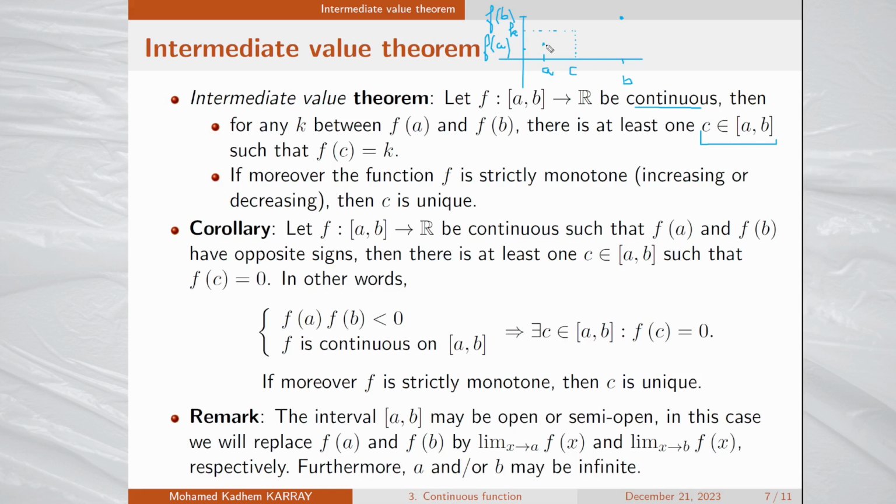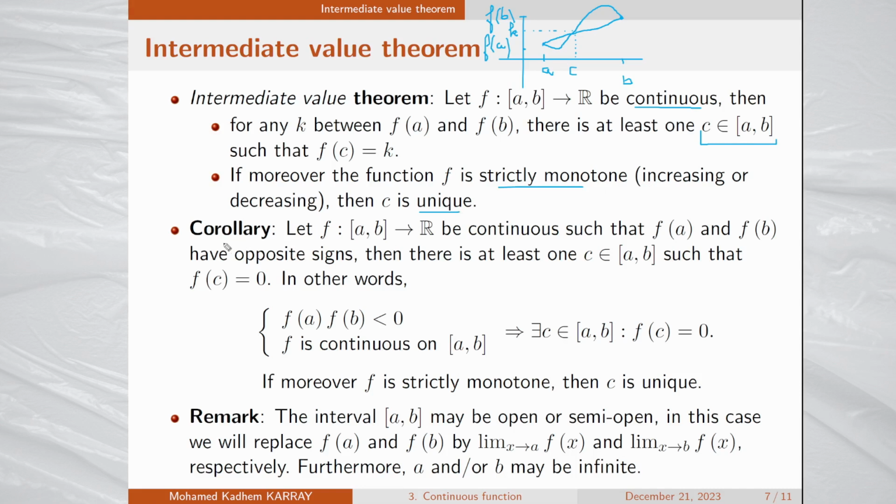This is due to the fact that the function is continuous, so it passes through all the points between f of a and f of b. If, moreover, the function is strictly monotone between these two values, here an example of a function strictly increasing between f of a and f of b, if f is strictly monotone, increasing or decreasing, then c is unique in this case.